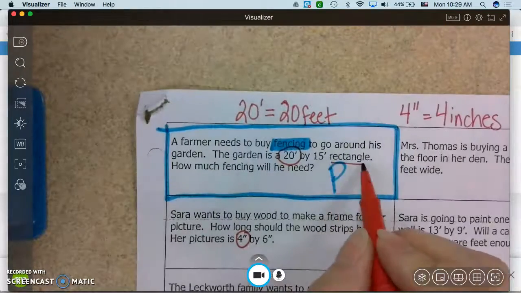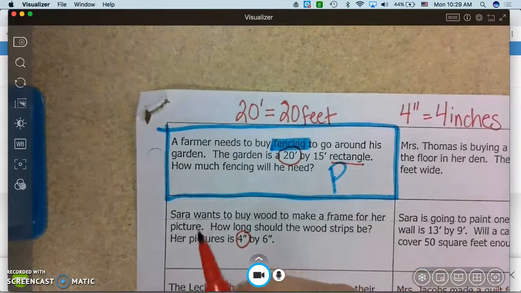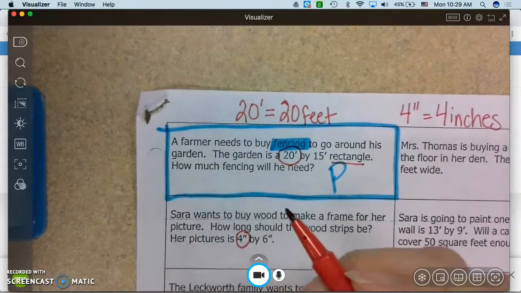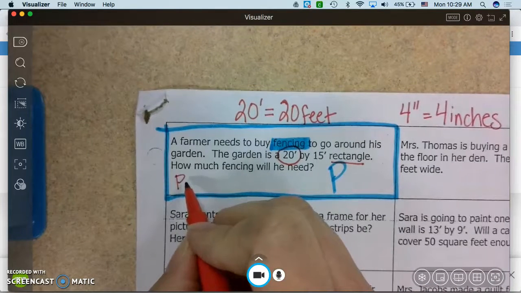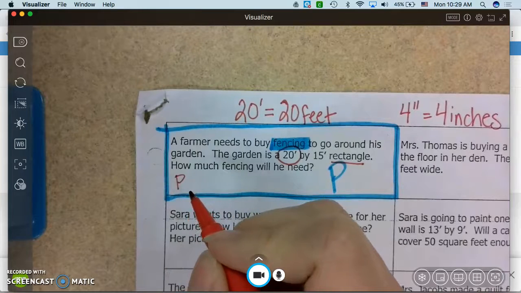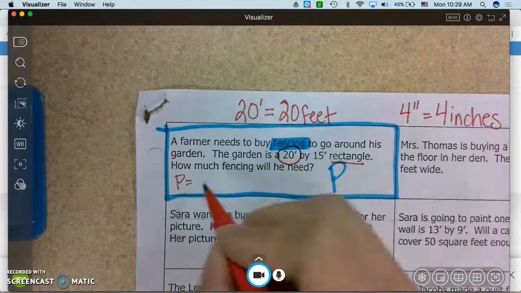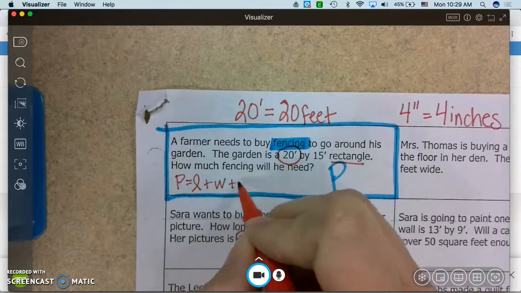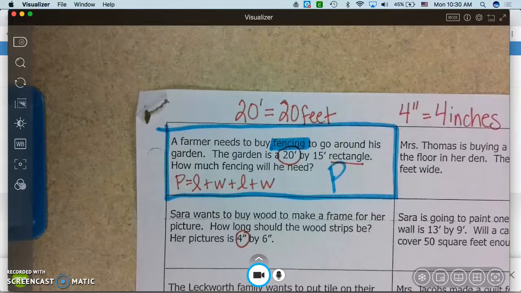Perimeter. What is the formula to find the perimeter of a rectangle? You add all the sides. Good. Does anybody remember the formula for that? Audrey? Good. You can do 2 times the length plus 2 times the width, or you can do length plus width plus length plus width. Okay, we're not going to work this one out. We're just going to decide whether it's perimeter or area on these, okay?